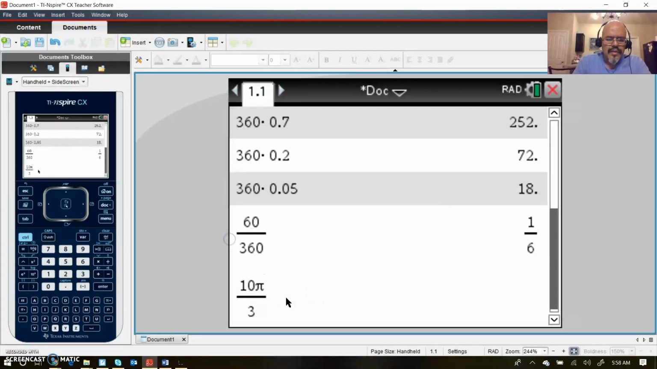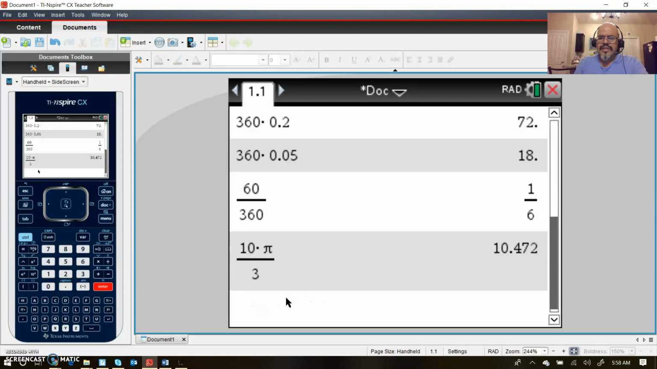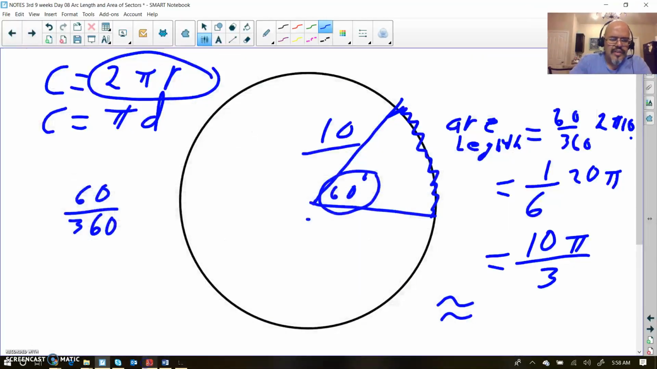Okay, 10 pi over 3 is 10.47. And that's going to be our answer in approximate terms. And if they tell you to round to the nearest tenth, that's going to be 10.5.